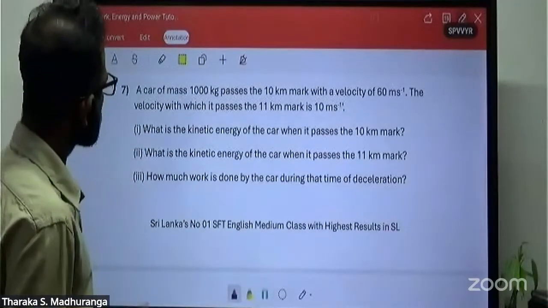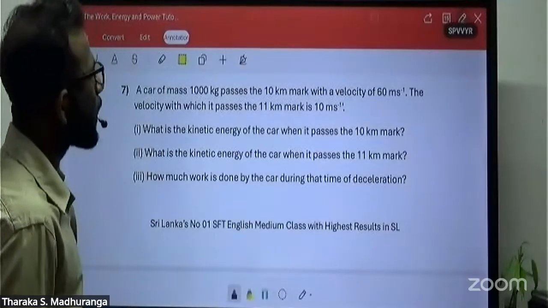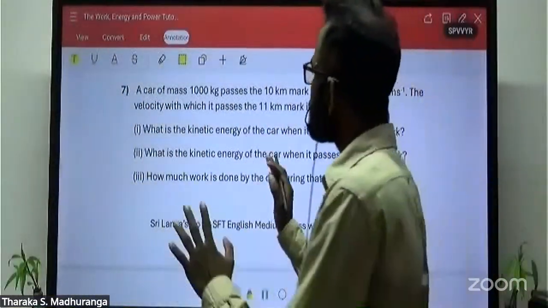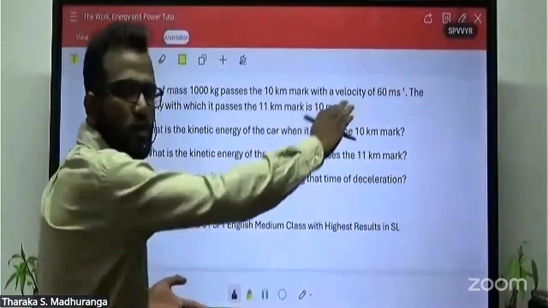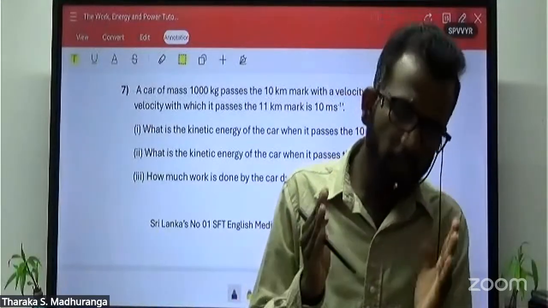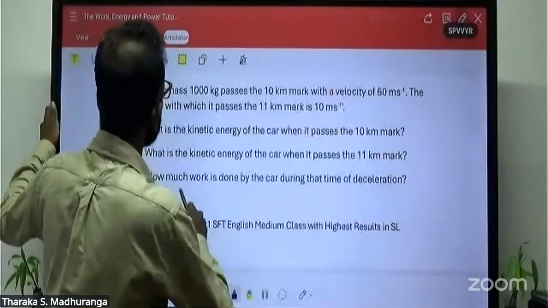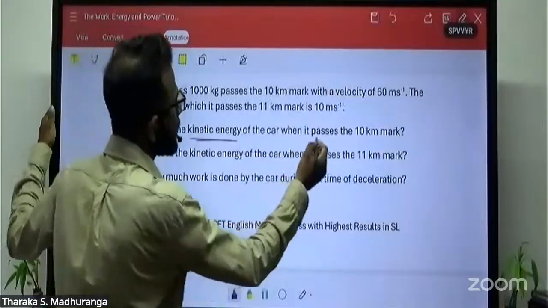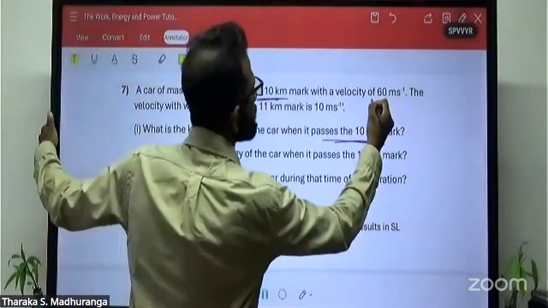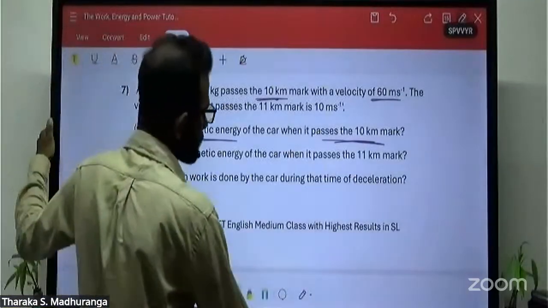The first part asks what is the kinetic energy of the car when it passes the 10 kilometer mark. Okay, first of all, this is a car motion on a horizontal road. What is the motion? Linear motion or rotational motion? That's a linear motion. Very simple. The first part asks the kinetic energy when the car passed the 10 kilometer mark. When it passes the 10 kilometer mark, the velocity is 60 meters per second.